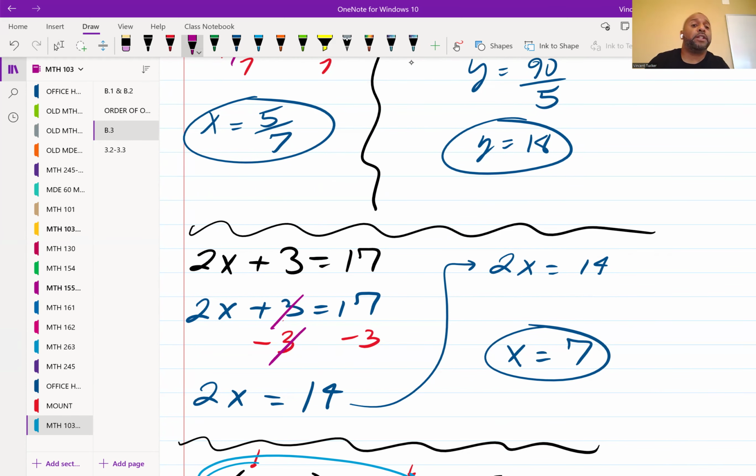So on the left side, the 3 cancels, leaving me with just 2x. And on the right side, 17 minus 3 gives 14. All right, so 2x equal to 14. Now I can just divide both sides by 2. The 2's cancel, and that'll be x equal to 7. Any problems with that? Make sure you're okay.